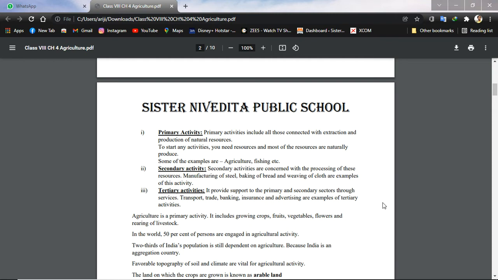I repeat again. The primary activity comes from the natural resource. We go to the field and we obtain the resources from nature, and that is put in the primary activities. Examples are agriculture, fishing, hunting, gathering, etc. The secondary activity is dependent upon the primary activity: the resources coming from the primary activities are then processed in the secondary activities.